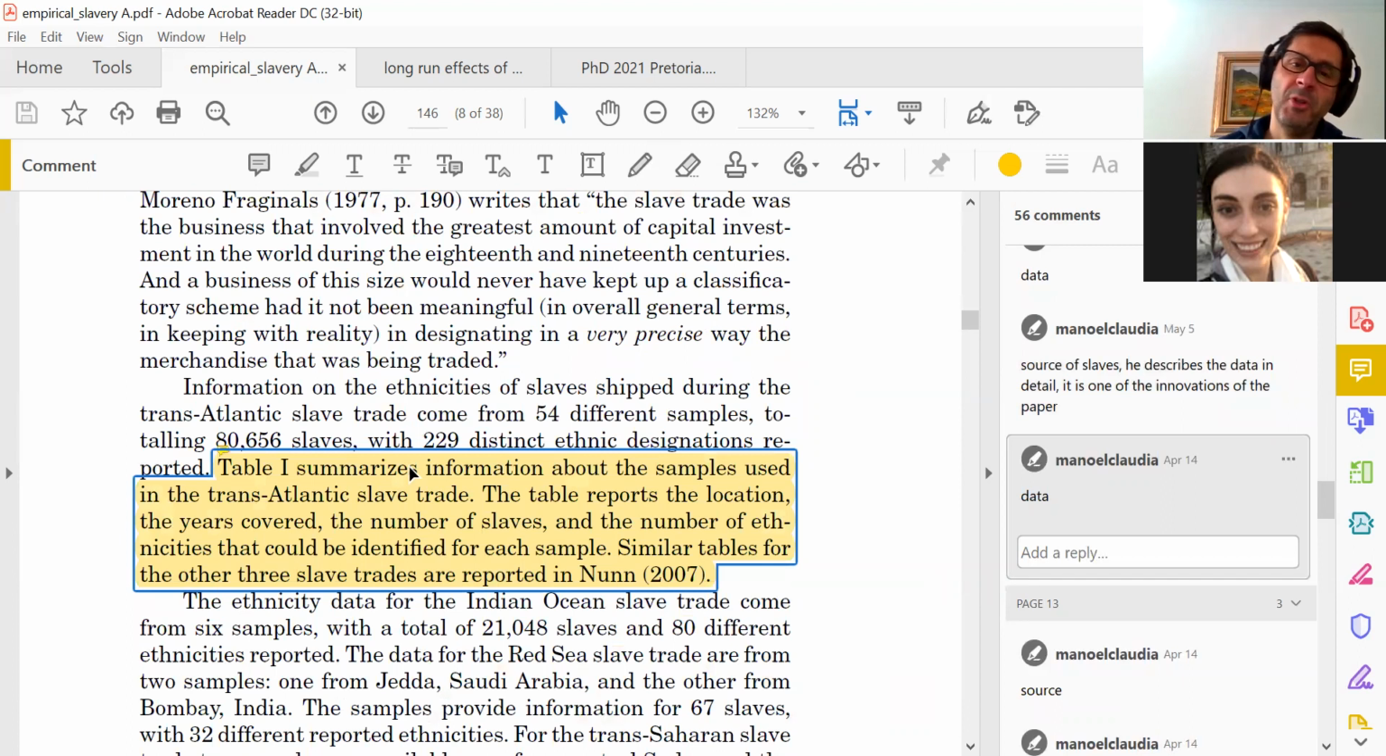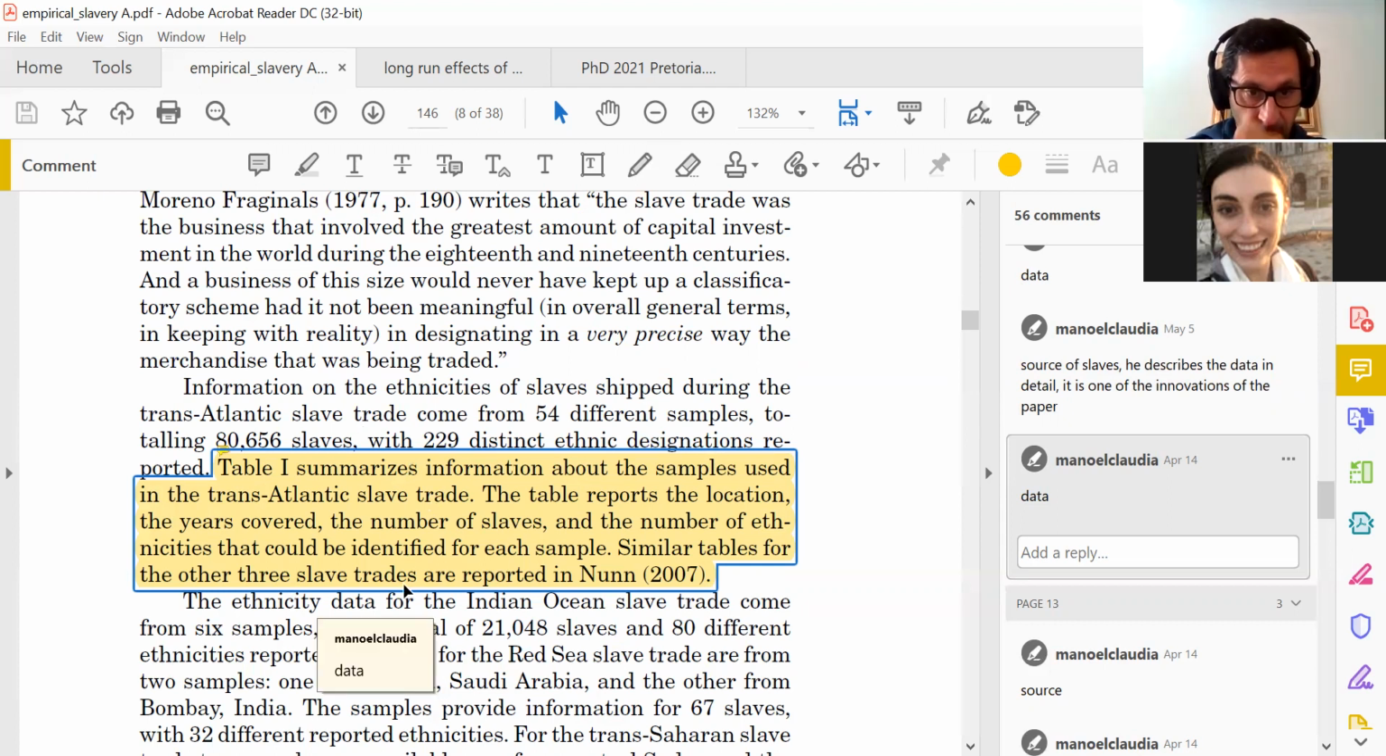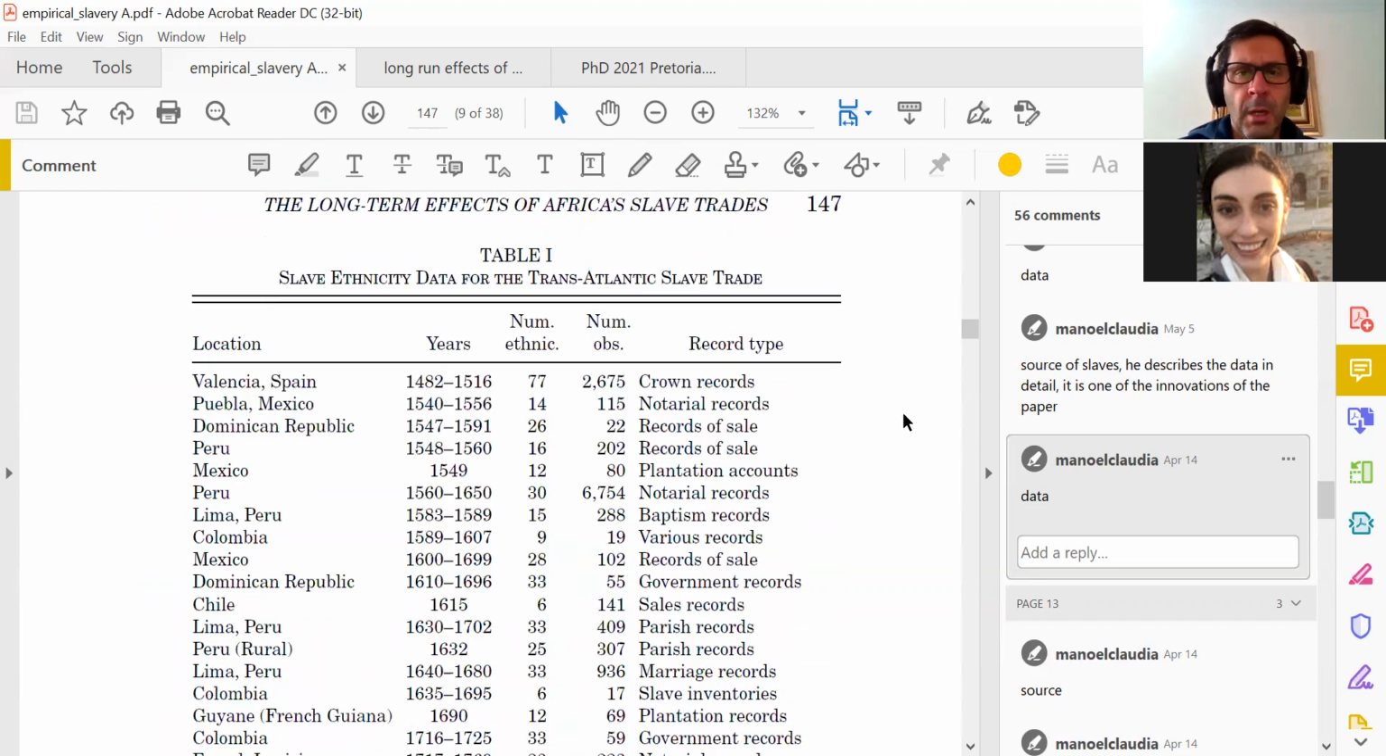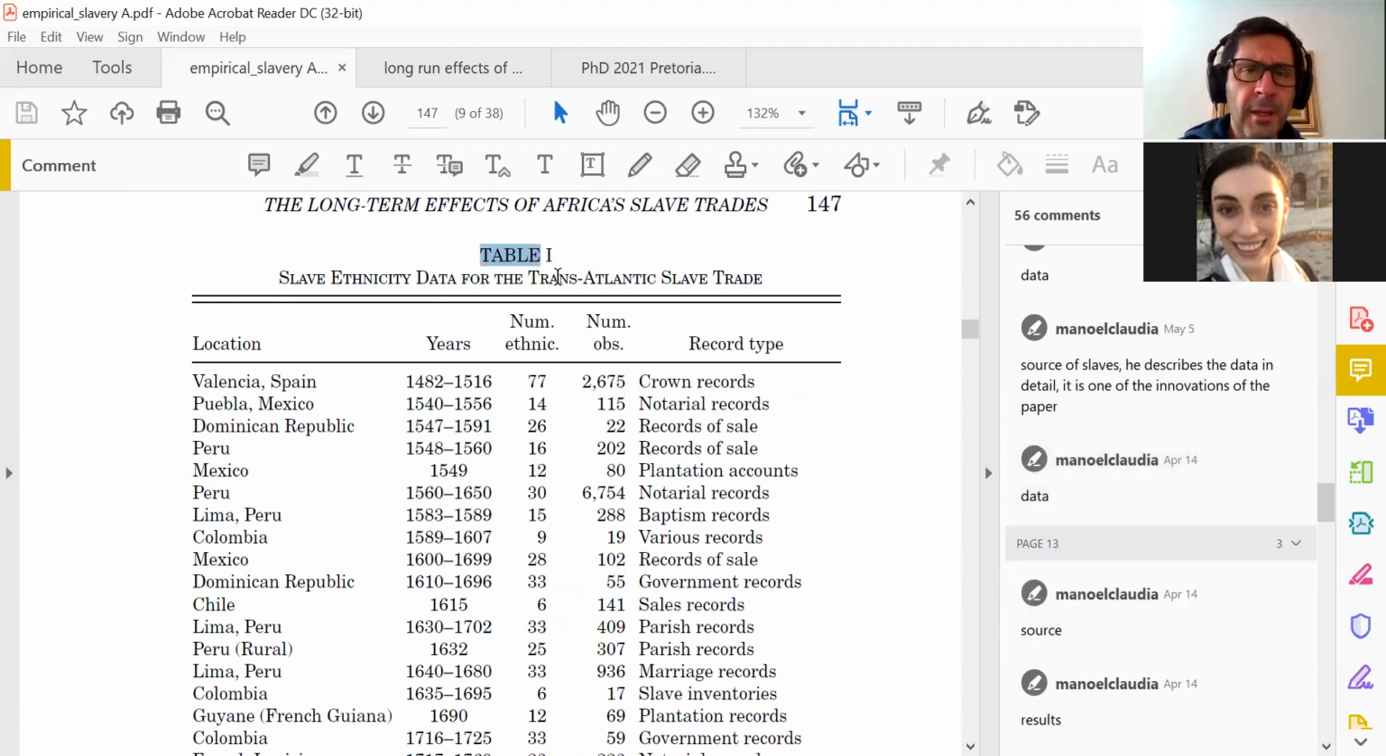Table 1 summarizes information about the samples used in the transatlantic slave trade. The table reports the location, the years covered, the number of slaves, and the number of ethnicities that could be identified for each sample. Similar tables for the other slave trades are reported in Nunn 2007, which is the working paper version of this paper. Table 1 is there, folks. I didn't highlight it with any yellow because you just look, and you see where those records are coming from.